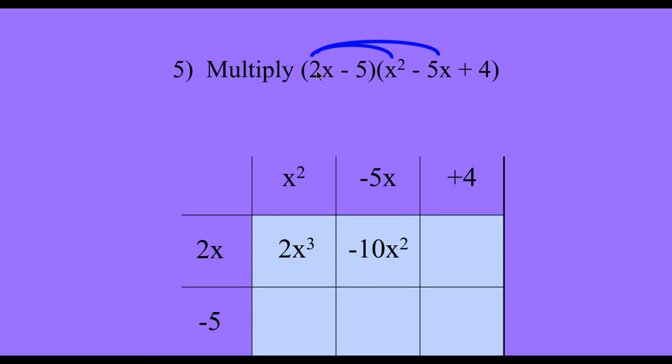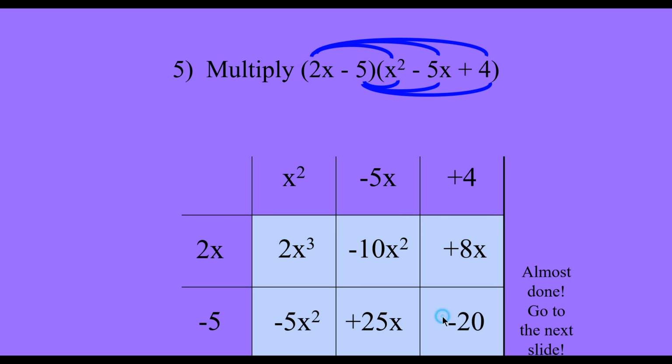And then I'm going to do my 2x times my 4, or this box times that box, which is positive 8x. Then I'm going to do x squared times negative 5, which is going to give me negative 5x squared. Negative 5x times negative 5, which is going to give me 25x, and positive 4 times negative 5 is negative 20. Are we done yet?